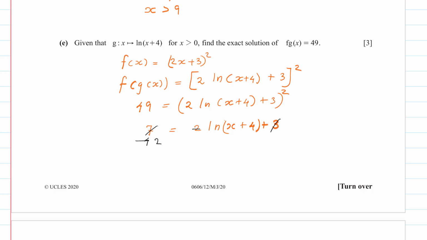So what we have is something like this. ln x plus 4 is equal to 2. Then we take e on both sides. e to the power of the left side is e to the power of the right side. So x plus 4 is e to the power 2. And from that we get x is equal to e to the power 2 minus 4. And that is the answer to the question. I hope it's clear, right?